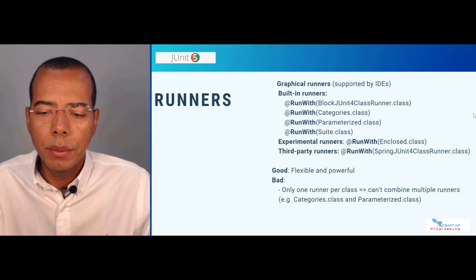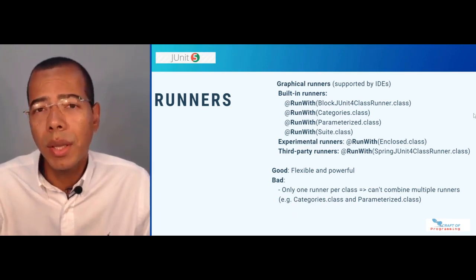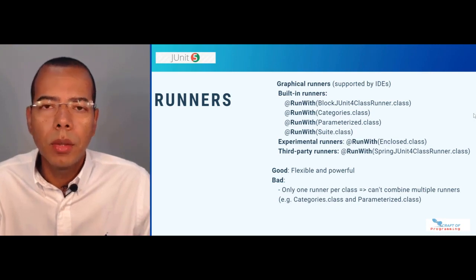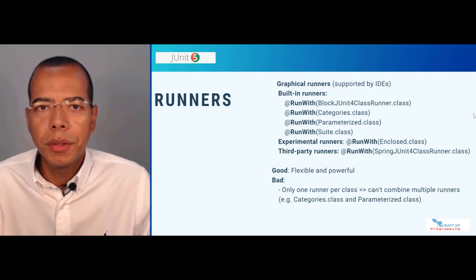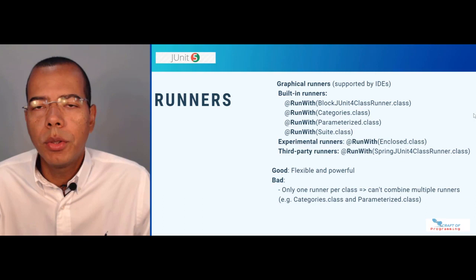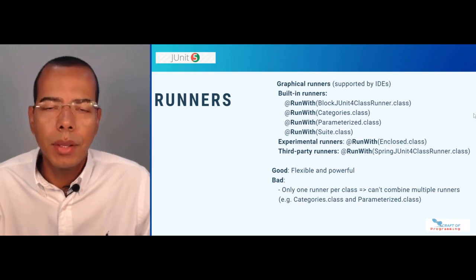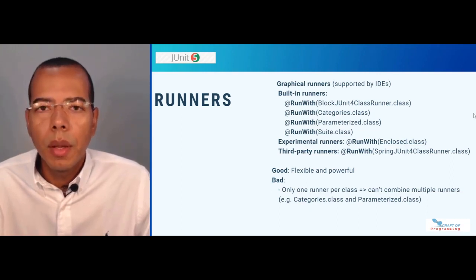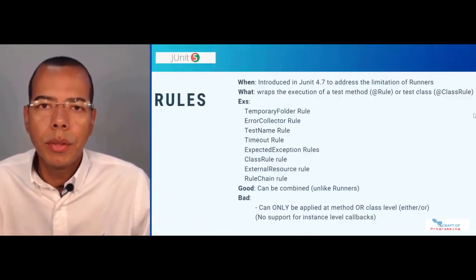So it was flexible in a way, and it was powerful because you could do all of those things, but one big limitation was that you basically could only have one runner per class. So for example, let's say that you want to use categories to filter certain tests, but you wanted to use parameterized tests as well. In JUnit 4 you couldn't do that because you could only have one runner per class, and both categories and parameterized tests are runners. So that was a big limitation of the runners.